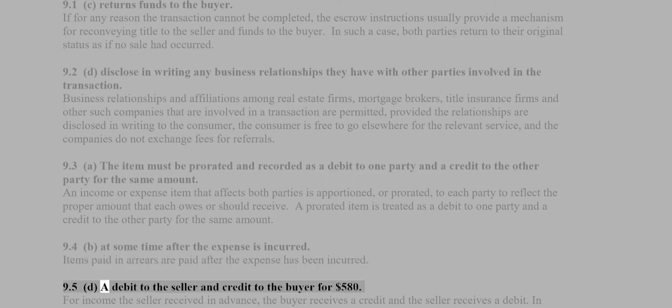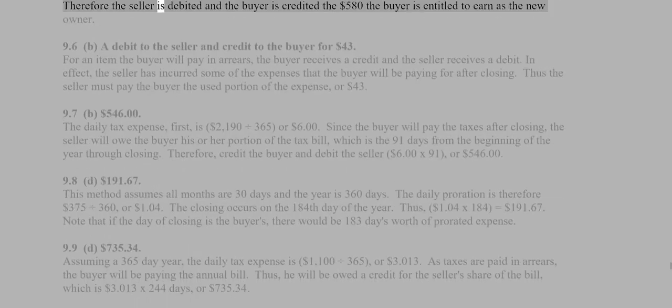9.5 d. A debit to the seller and credit to the buyer for $580. For income the seller received in advance, the buyer receives a credit and the seller receives a debit. In effect, the seller has received some of the buyer's income, and the seller must pay this share to the buyer. Therefore the seller is debited and the buyer is credited the $580 the buyer is entitled to earn as the new owner.